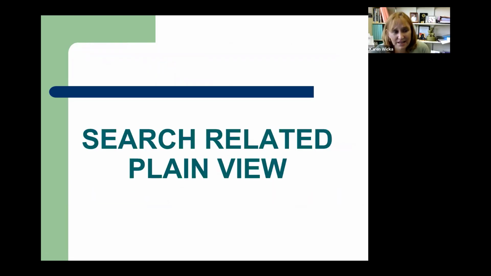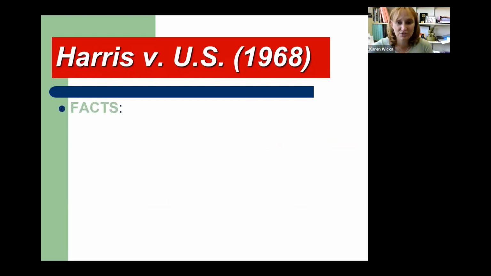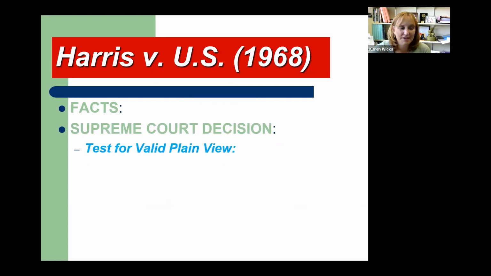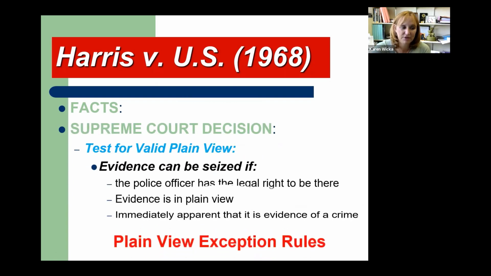So let's switch to search related plain view. When we're talking about search-related plain view, remember, we have a warrant to search for one thing, and we happen to just find something else. And the Supreme Court created the test for search-related plain view in Harris versus U.S. What the Supreme Court said is that if you are legally where you are allowed to be, and you're looking for one thing, and there's evidence that's just out in plain view, just there where you're legally looking, and it's immediately apparent to you that it is evidence of a crime or part of a crime, then you can seize it, okay? So this is when you're looking for evidence and you know you have the right to be there in the first place.